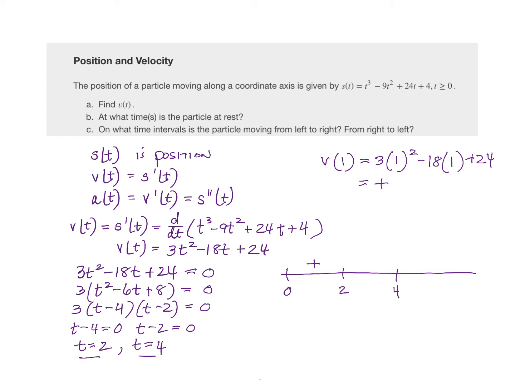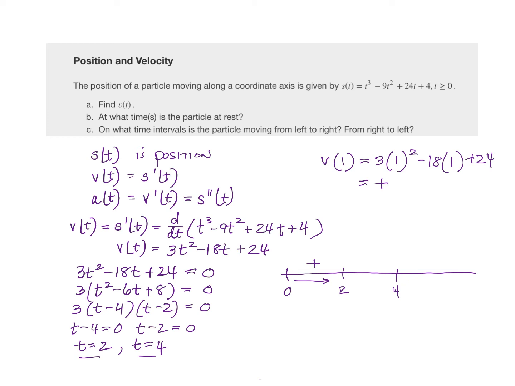Now we want to test, so what does that tell us about the velocity between 0 and 2 seconds? It's positive, and that means it's moving which direction? It means it's moving to the right, isn't it? Okay. How about between 2 and 4?